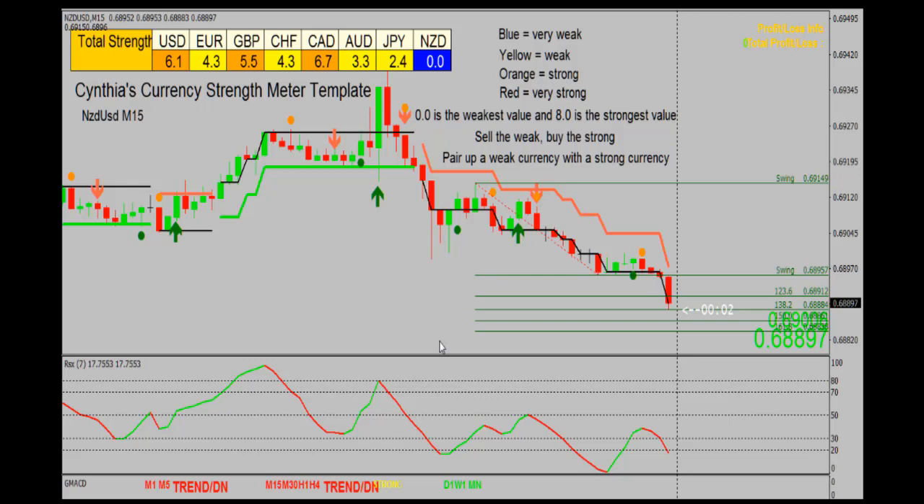I've created a template which has some of my favorite indicators that help you decide when to enter and when to exit. So at a glance I can see the New Zealand dollar is the weakest, the CAD is the strongest, and you're selling the weak currency and buying the strong currency.